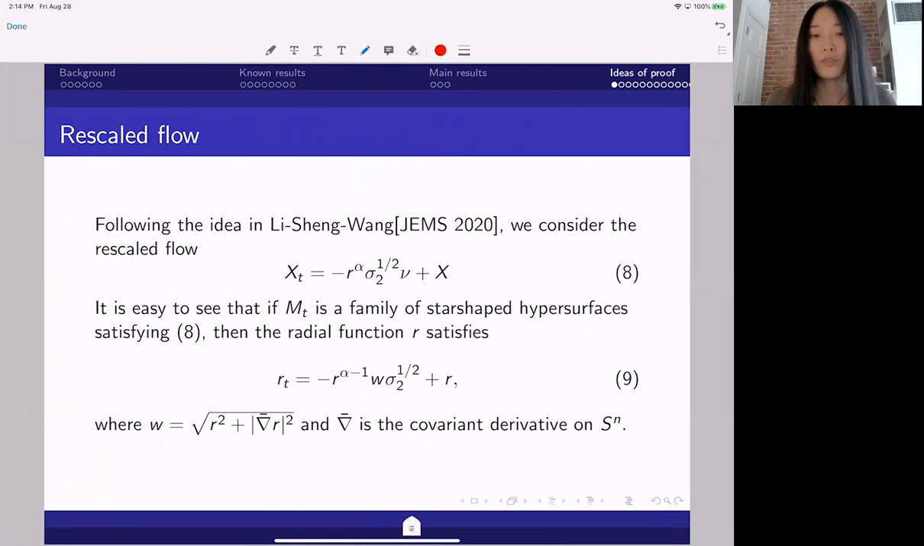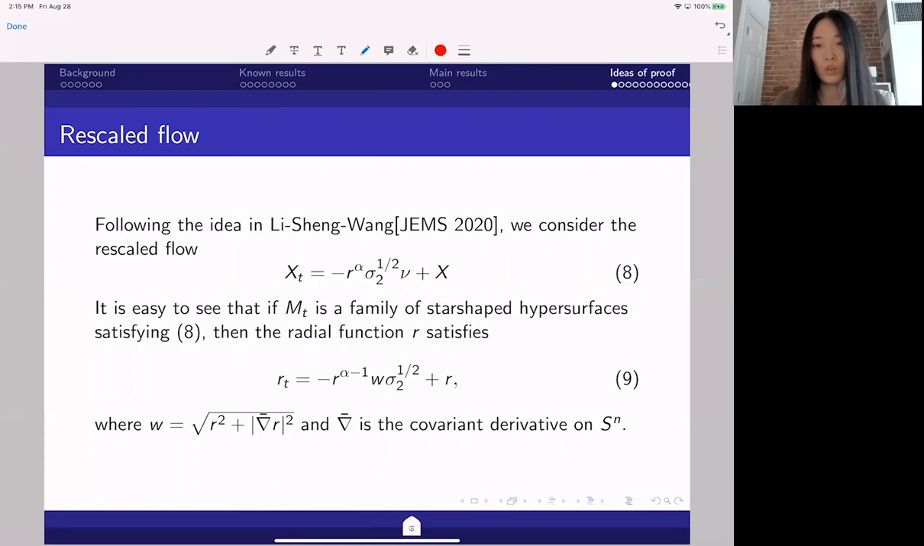We follow the idea in decision 1, and we consider the rescaled curvature flow. It's easy to see that if we start from a star-shaped hypersurface, and if we assume that along the flow every flow hypersurface is star-shaped as well, then the radial function r would satisfy equation 9.